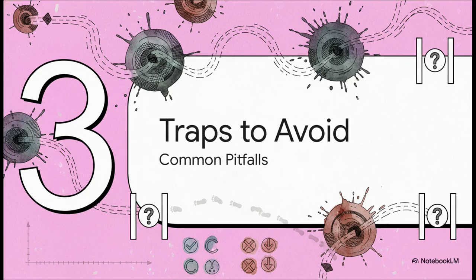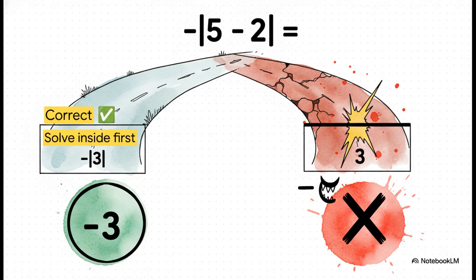Okay, so we know the rules, but it's just as important to know the common traps people fall into. Let's look at a couple of the biggest mistakes that students often make with this stuff. This is probably the number one mistake I see. People try to distribute a negative sign into the bars, but you just can't do that. Look, if we do it the right way, we solve inside first. 5 minus 2 is 3. Then we apply the negative to get -3. But if you try to distribute that negative, you get a totally different and totally wrong answer of +3.